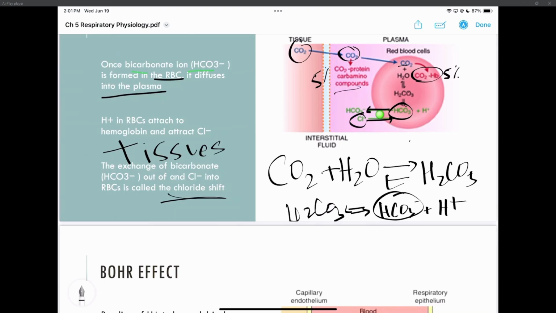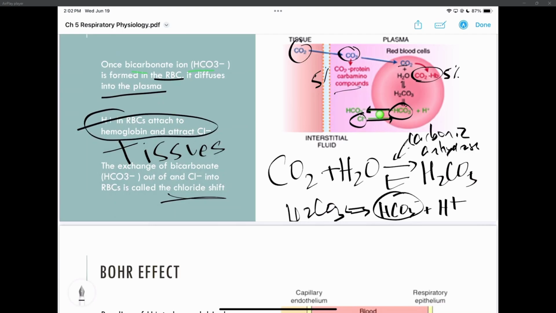These double arrows are under the influence of an enzyme called carbonic anhydrase. It allows the conversion of this to happen. So CO2 with H2O makes carbonic acid. The carbonic acid then dissociates to make bicarb and a hydrogen ion.